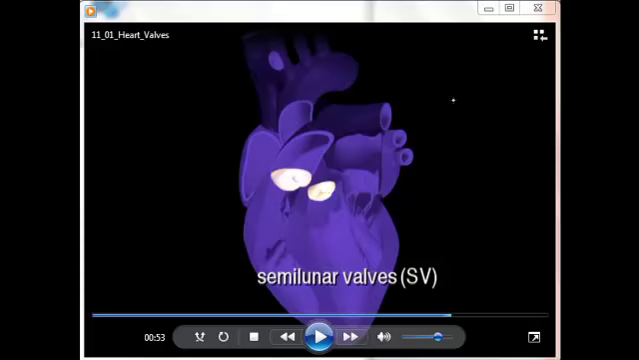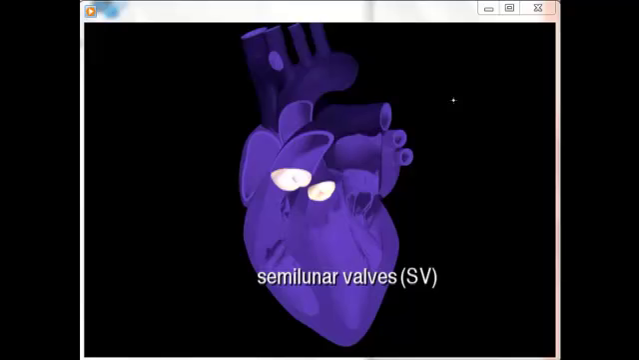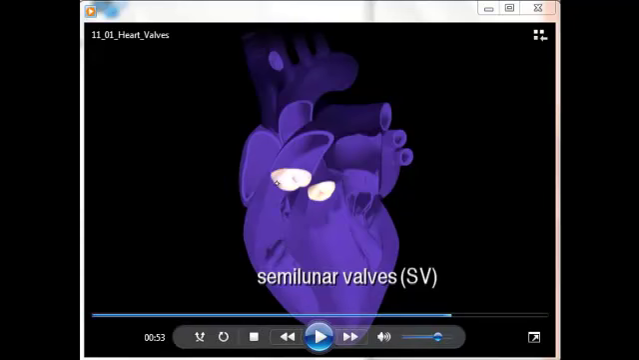So the function of all of these valves is to keep the blood flowing in the same direction. So we don't want any backflow of the blood. If we have any backflow happening, then the heart's not going to be able to pump as efficiently. So what's happening with these valves here is as the ventricle is pumping and pushing the blood into the vessels, there's enough pressure to push the blood out.